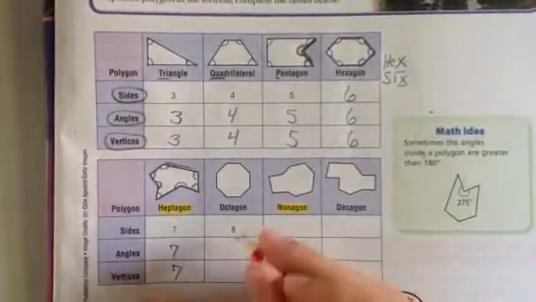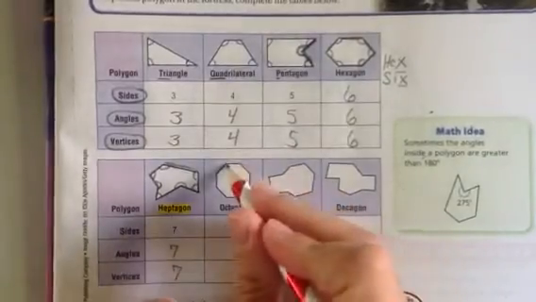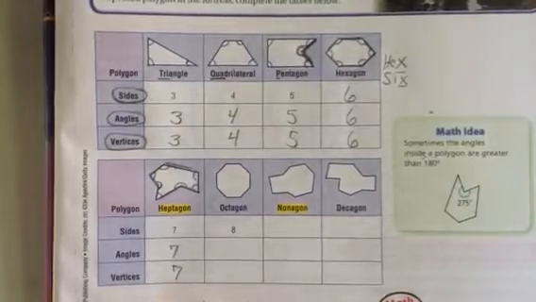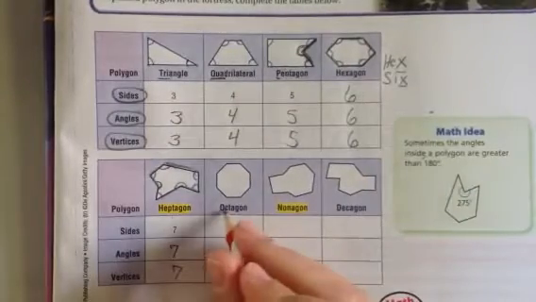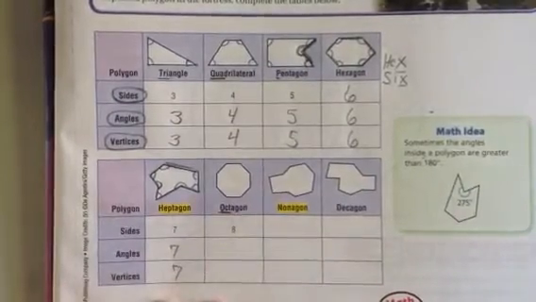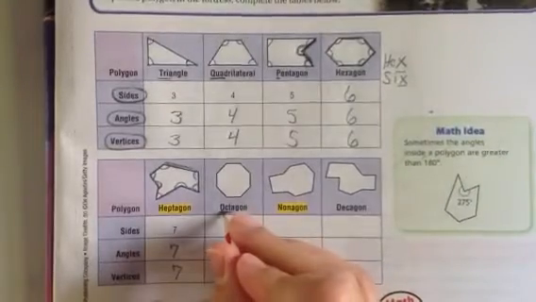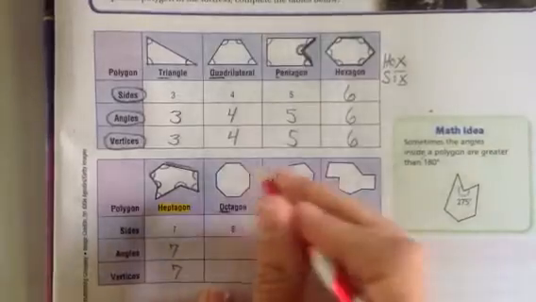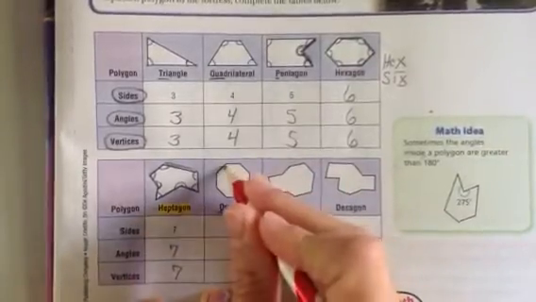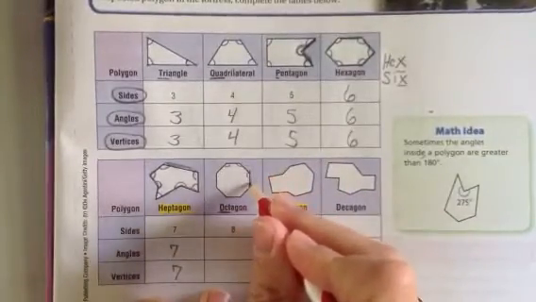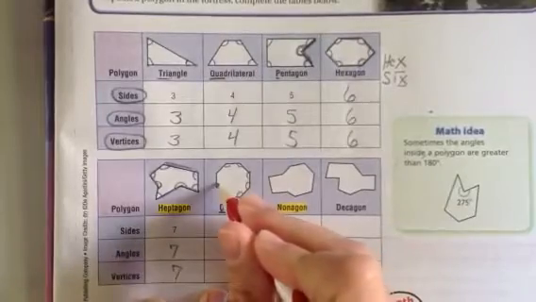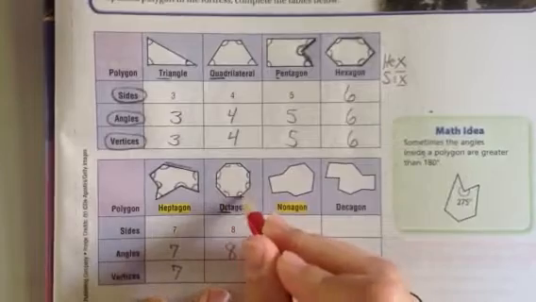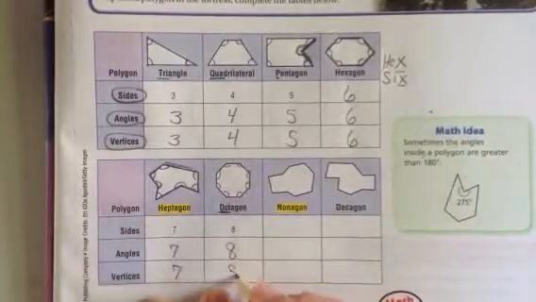Octagon has 8 sides. This probably looks familiar when you see a stop sign at the end of the street. Or think of octopus. How many arms does an octopus have? 8 arms. So octopus, octagon, has 8. And there's 8 angles. 4, 5, 6, 7, 8 angles. And if we went through and counted all the points, 8 vertices.